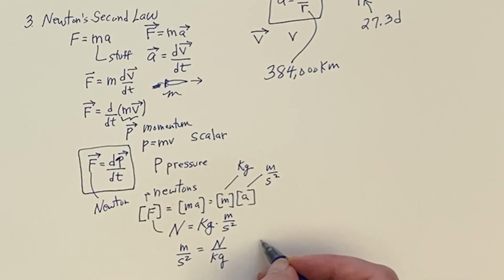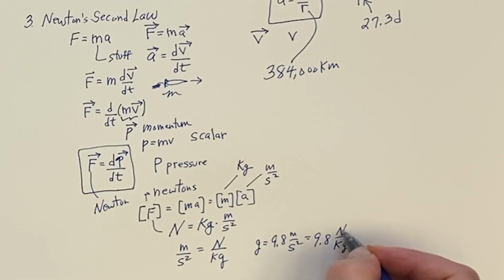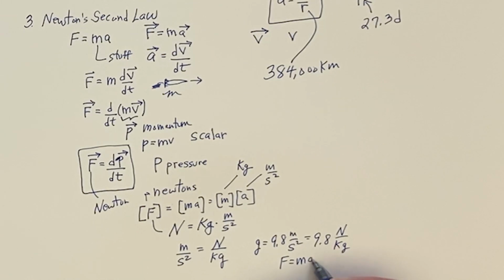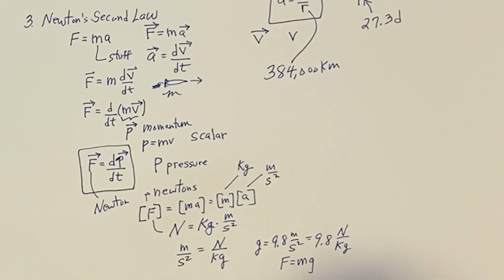So you might have recalled that gravity is 9.8 meters per second squared. You can also write that as 9.8 newtons per kilogram. So that's how much force is pulling down on you, because F is equal to ma, and that would be mg, and this would be pulling you down. So if you're on the ground on a scale, this would be like your weight. It's kind of neat to see how all these units are related.